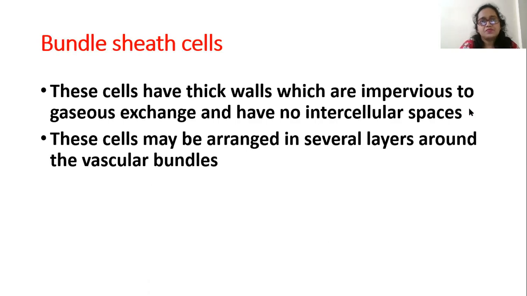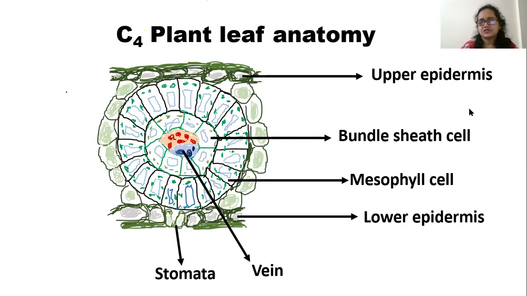These cells may be arranged in several layers around the vascular bundles. It means there is a ring-like structure, and there may be several rings of bundle sheath cells in order to reduce the loss, or you can say in order to concentrate more CO2 around the Rubisco enzyme.